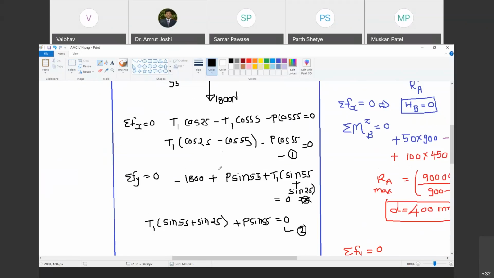Go to equation mode, number of unknowns 2, then cos 25 minus cos of 55, minus cos of 55, C1 is 0. Ensure your calculator is in degree mode. A2 is sin 55 plus sin 25, B2 is sin 25. I'm sorry, this is my 1800, not 0. This has to be 1800, so 1800 goes on the right hand side. Now tell me, how much did you get?